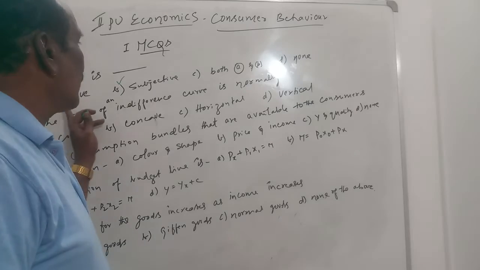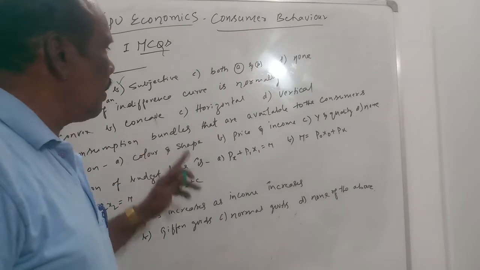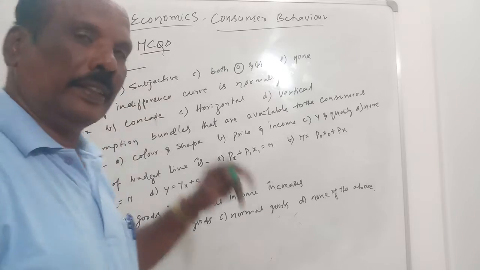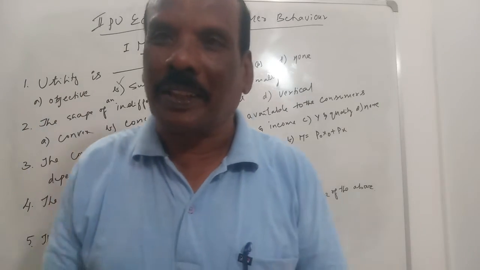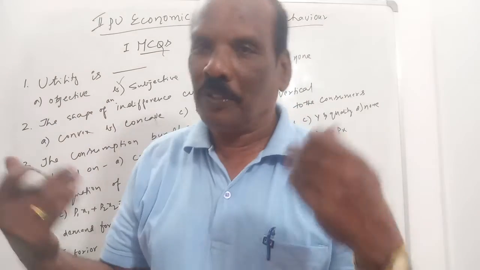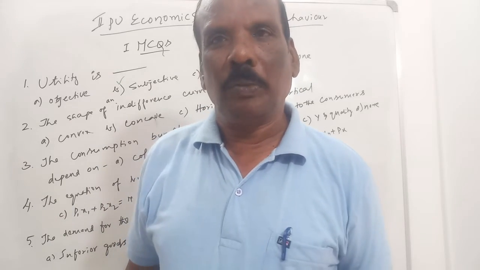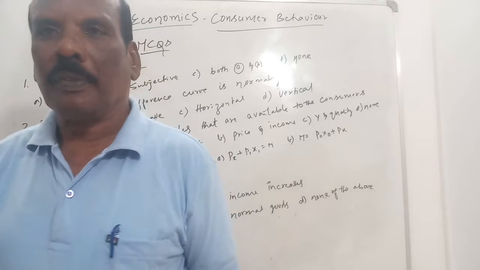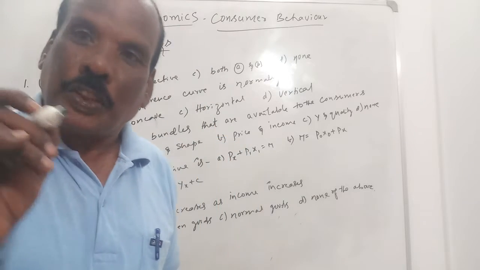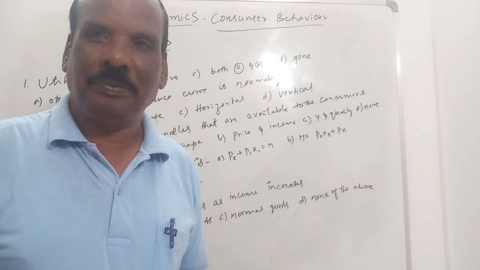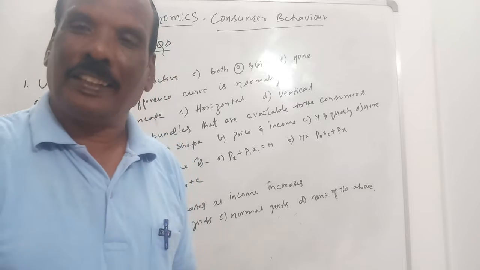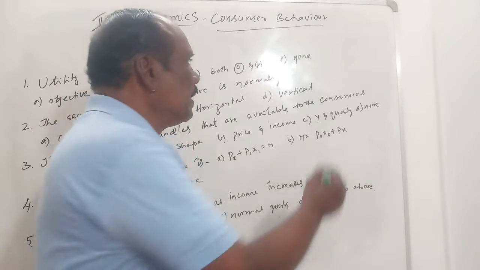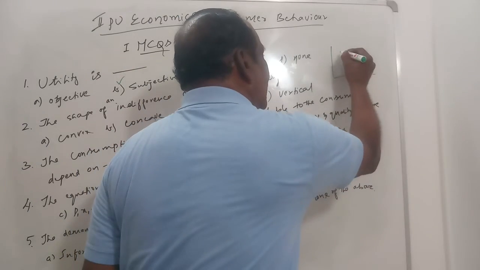See, there are 4 answers. Out of these 4 answers, you have selected B. You write subjective B. If you write B, no problem. You will be given 1 mark. Coming to the second one. The shape of the indifference curve is normally, what is the shape of the indifference curve? Indifference curve will be like this.